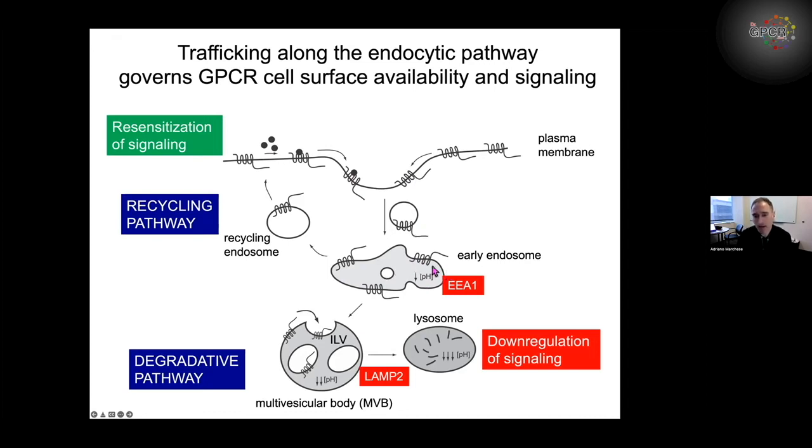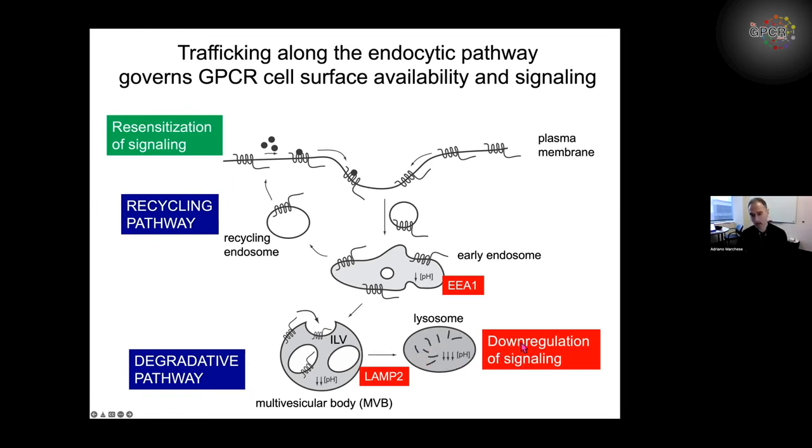Receptors from there can either traffic back to the cell surface through a recycling endosome, going through the recycling pathway leading to resensitization of signaling, or receptors can be targeted into the degradative pathway via the multivesicular body by incorporation into ILVs, or intraluminal vesicles. These vesicles then fuse with lysosomes and the contents are delivered inside the lumen, where degradative enzymes degrade receptors and other content.